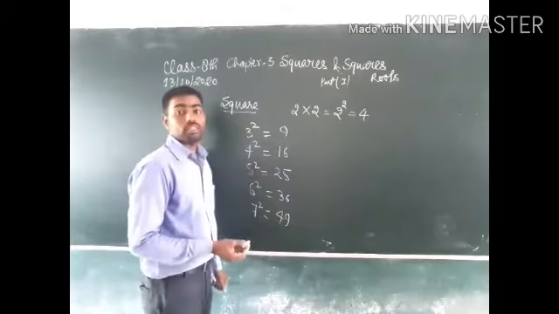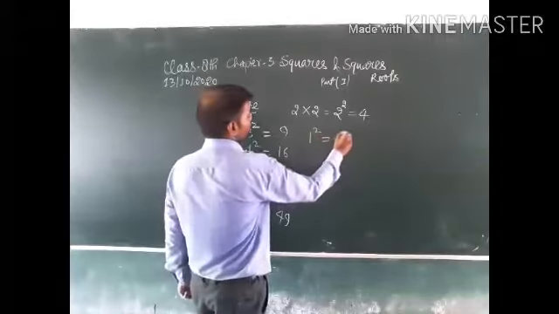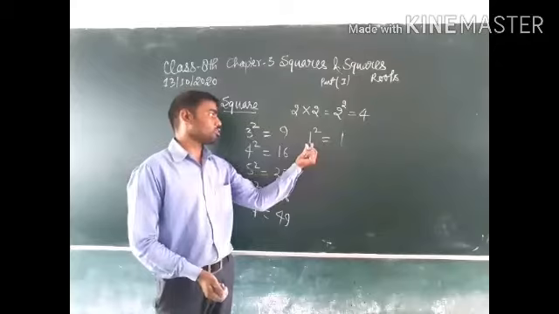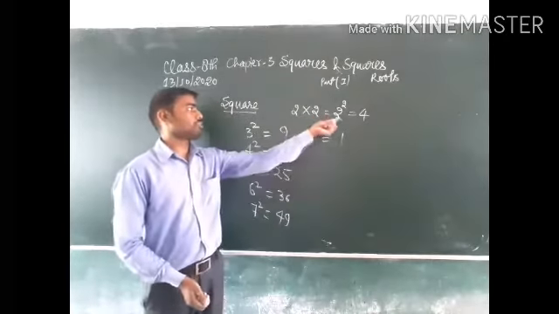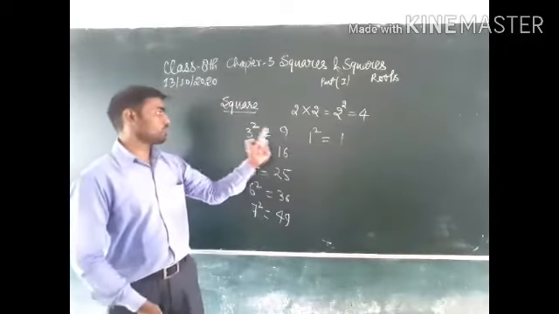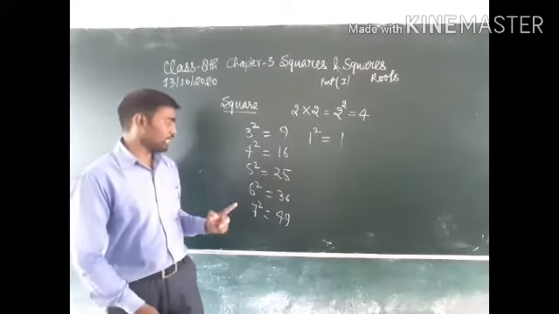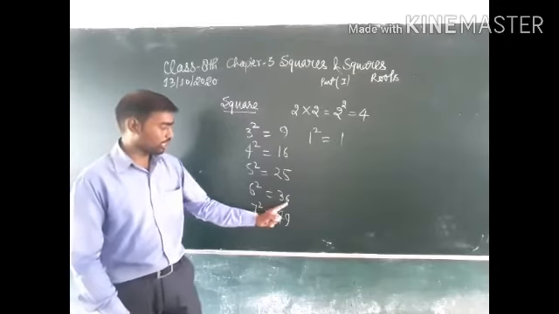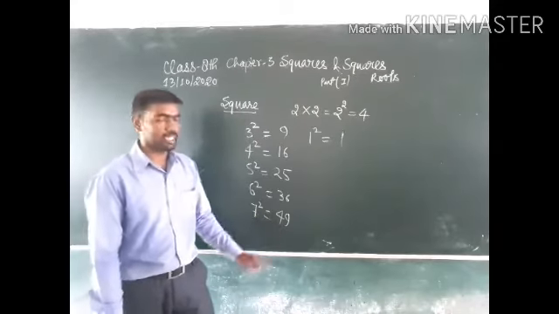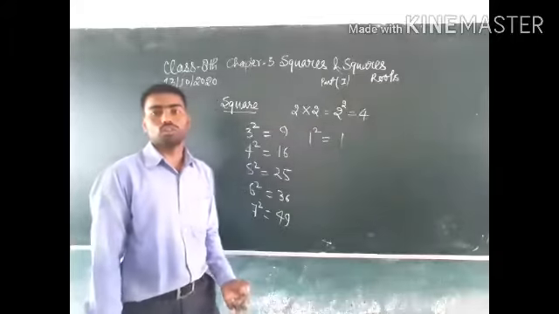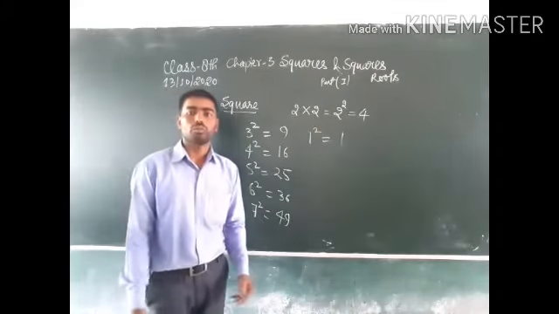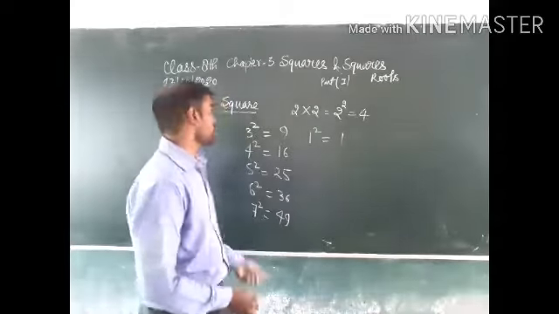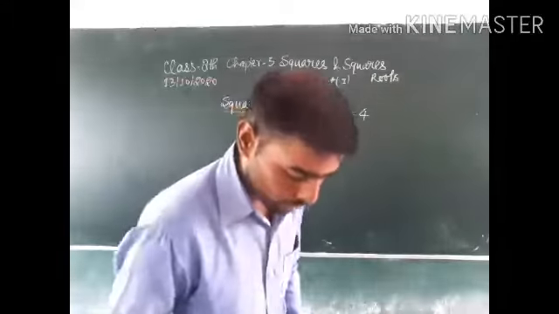What is the square of 1? 1 square is equal to 1. This is also a square. Square of 2 is equal to 4. Square of 3 is equal to 9. Square of 4 is equal to 16. Square of 5 is equal to 25. Square of 6 is equal to 36. Square of 7 is equal to 49. Similarly, square of 8 is equal to 64. Square of 9 is equal to 81. And square of 10 is equal to 100. So this is the form of square. Now we proceed.